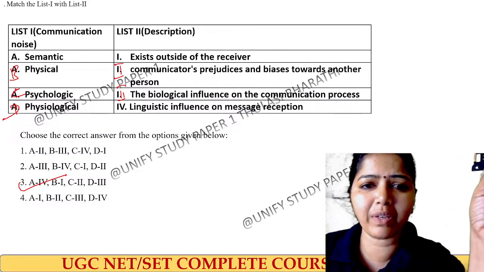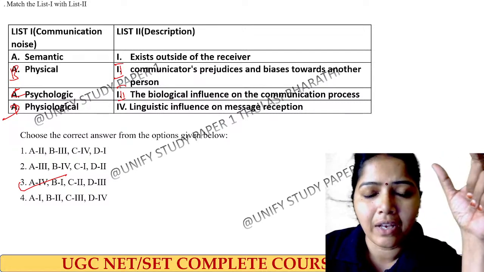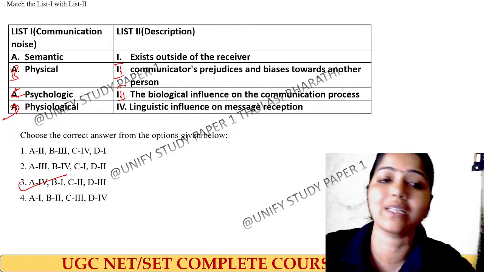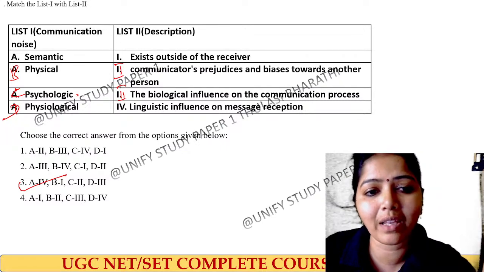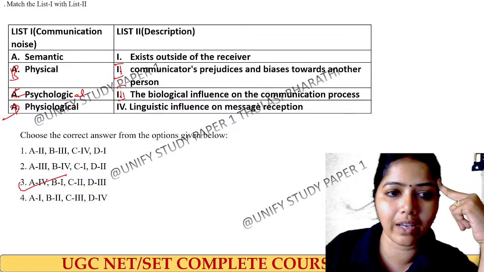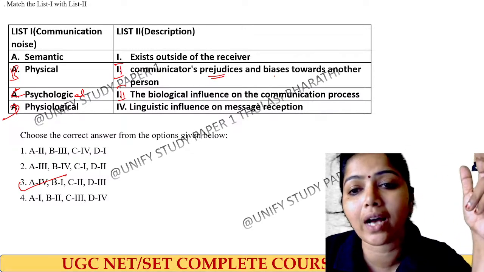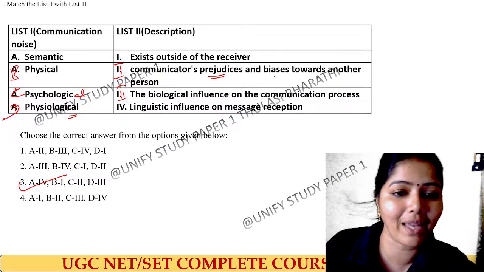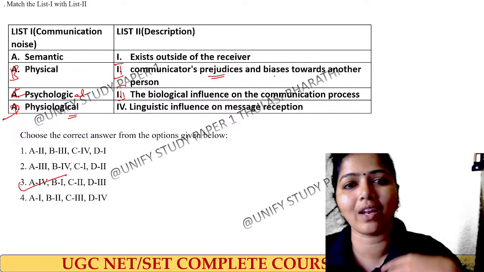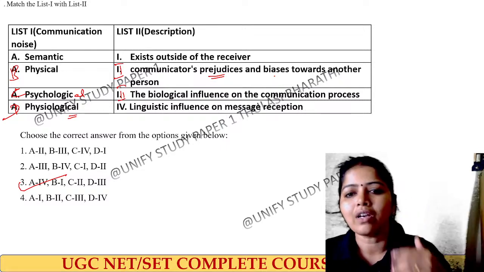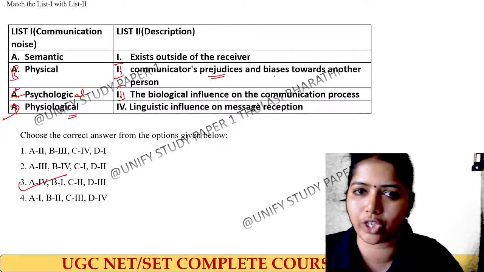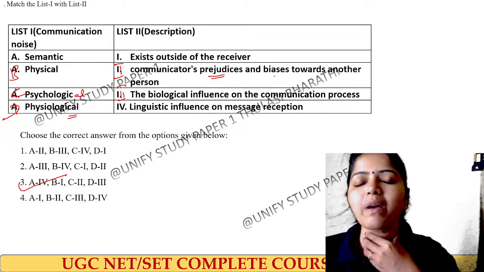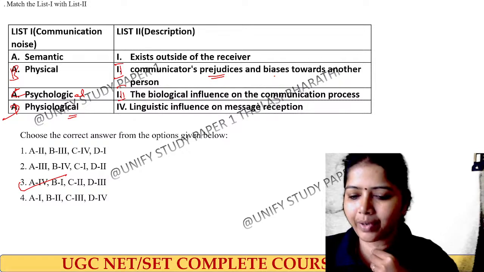Semantic means regarding meaning and understanding. Physical barrier means whatever noise comes from outside, like noise and light. Psychological barrier talks about my mind, the communicator's prejudice or bias towards another person. A physiological barrier talks about biological influence. My stomach is paining, I am having fever, or I am having a cold so I was not able to speak well. That is the biological influence on the communication process. Very good. Next one.